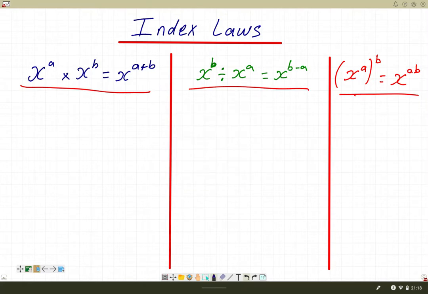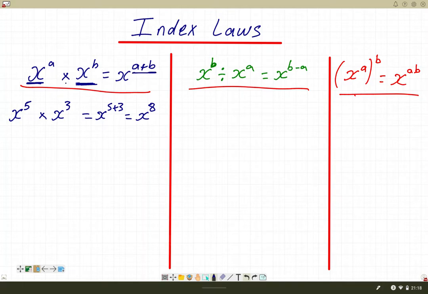Okay, so you might get a question like x to the power of 5 multiplied by x to the power of 3. Okay, so all you do, add the powers, x to the power of 8. Okay, so base is the same, it says multiply, so add the powers. Okay, let's try another example.